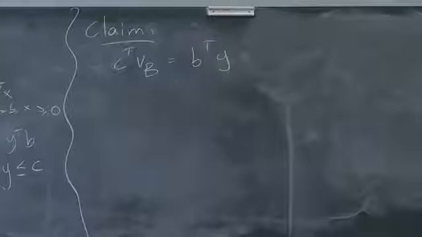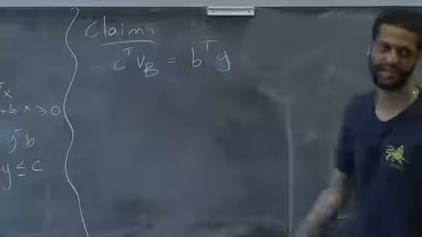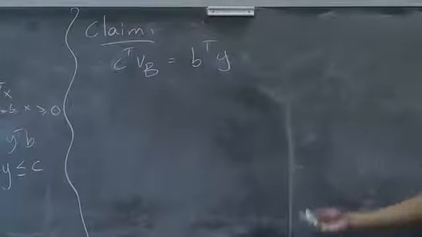So this already looks like strong duality, except for one thing, right? What would we need to do to prove strong duality? Why is this alone not sufficient? Yeah. Well, VB is definitely feasible. It's a vertex in the primal, but Y might not be feasible, right? In fact, it's not going to be feasible until the very end.